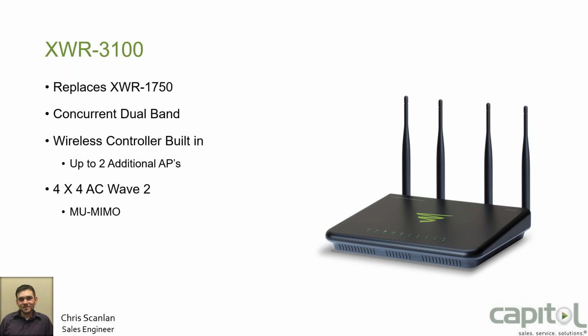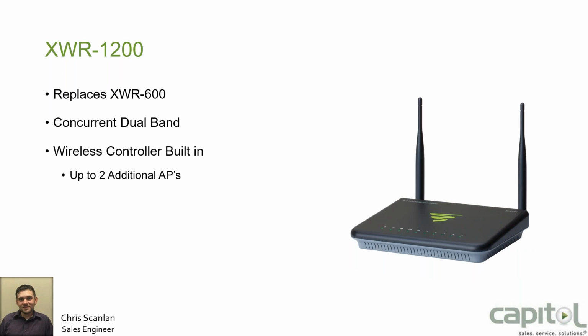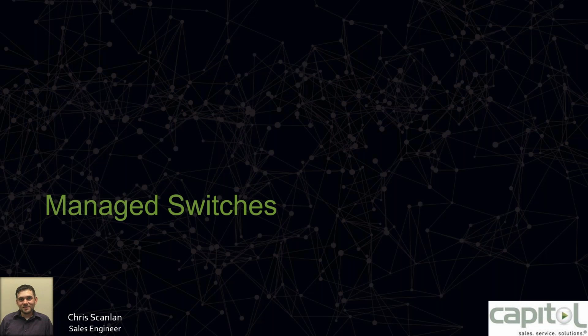It's a 4x4 AC Wave 2. It also has a 3.0 file sharing DLNA server. MSRP is $440. Also, we have the 1200. I'm going to fly through these guys. It replaced the 600, concurrent dual band, with a built-in wireless controller as well, so it still has that. We've got additional APs. This is only a 2x2, and it's a 2.0 file sharing, but it's $220. Definitely priced right for your jobs.